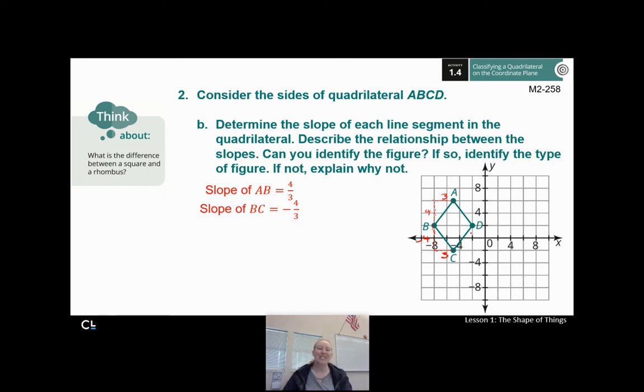Let's find the slope for CD. And again, that means I've got to go left to right. So it looks like I have to go up 1, 2, 3, 4. So I'm going up 4. Then I go over 1, 2, 3.